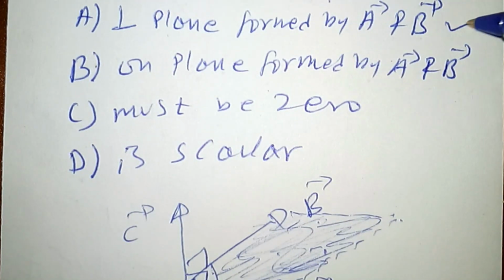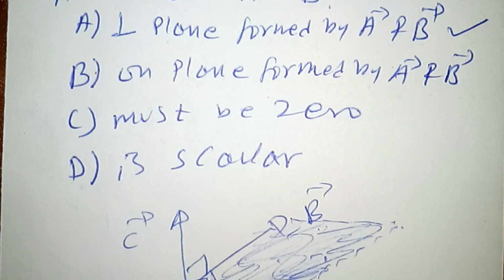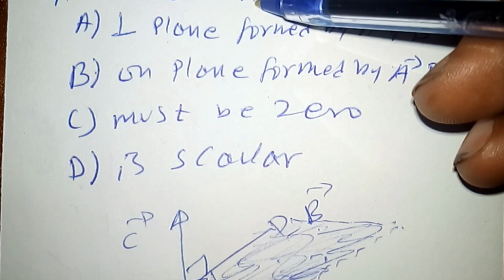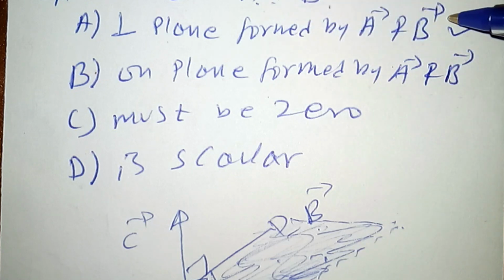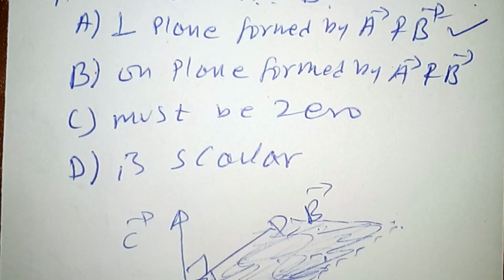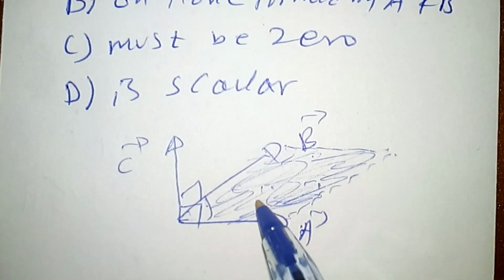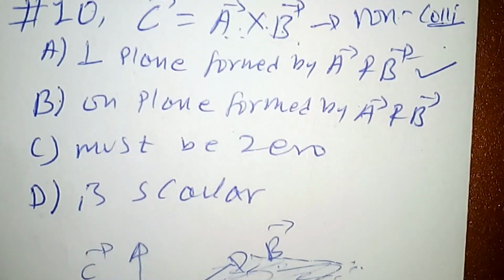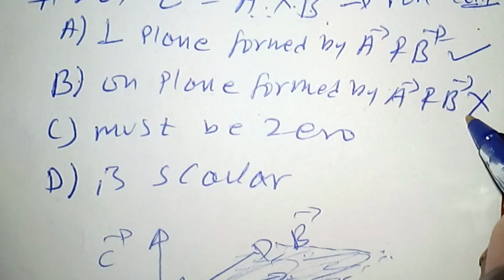A is true. B says the vector is on the plane formed by A and B, but it is completely wrong. The vector produced by the cross product of non-collinear vectors A and B cannot be on this plane. So B is completely false.